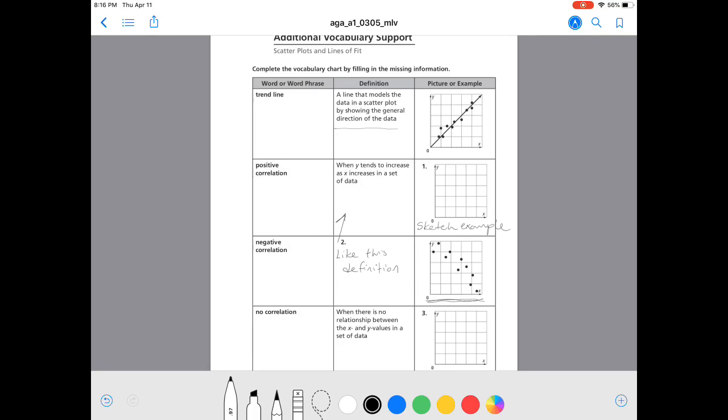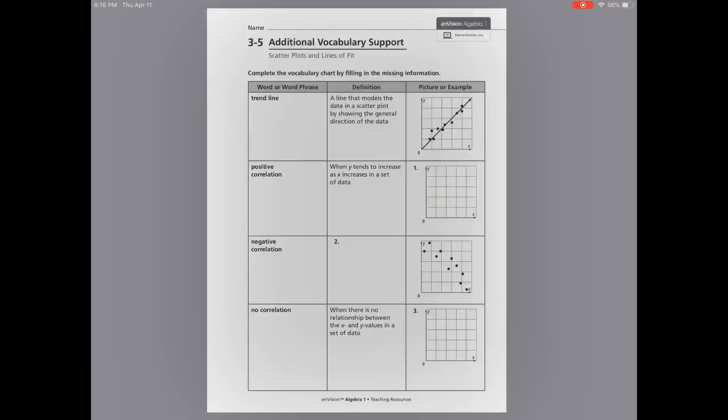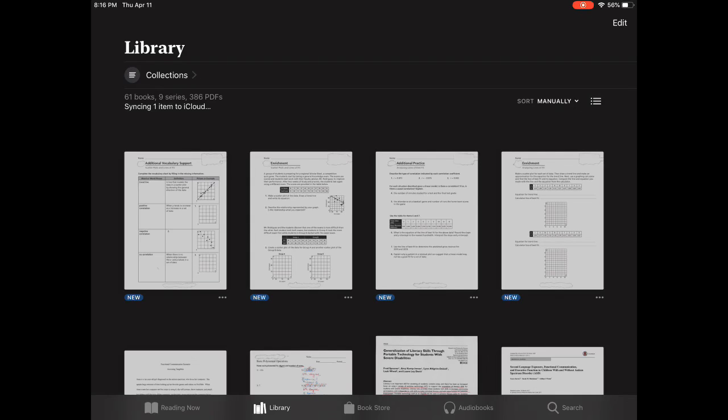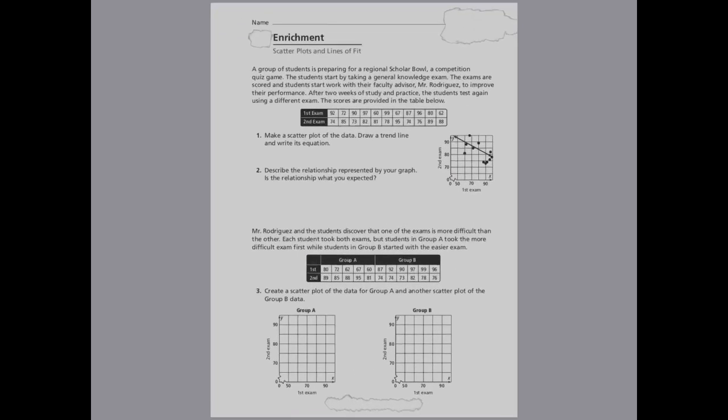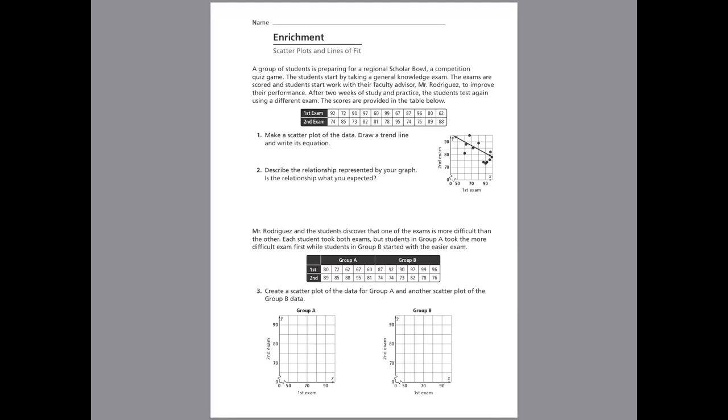For negative correlation, you're going to write a definition. The definition for a negative correlation is going to be a lot like the definition for positive correlation, so you can use that again as a guide. And then for the last option, the no correlation, you're going to sketch an example, just like you did in the positive correlation section. This one should be pretty quick and easy for you guys, like I said, since we've been working with these terms all week.